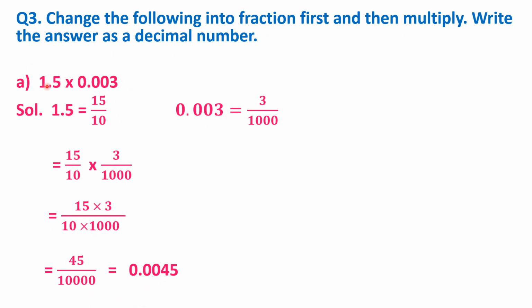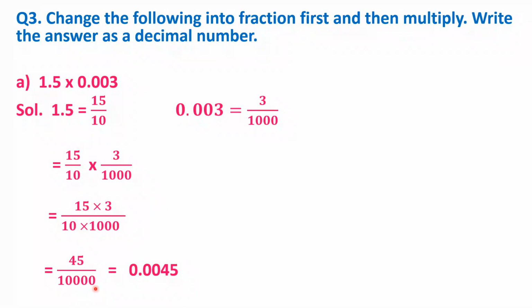So let's see this question, that is 1.5 into 0.003. First of all, we will convert both the numbers into fraction. That is 1.5, we can write it in fraction as 15 by 10 and 0.003 can be written as 3 by 1000. Now we will multiply both the fractions, 15 by 10 into 3 by 1000. Numerators are multiplied together, 15 into 3, and denominators are multiplied together, that is 10 into 1000. So we are getting 45 by 10,000.